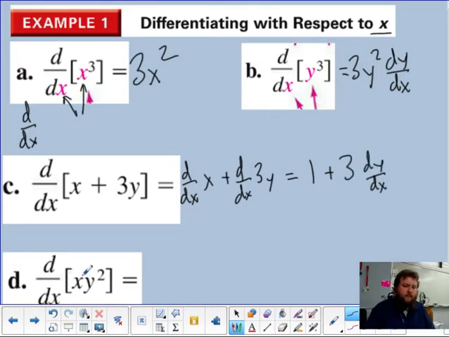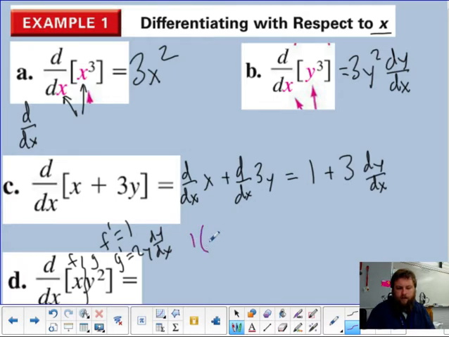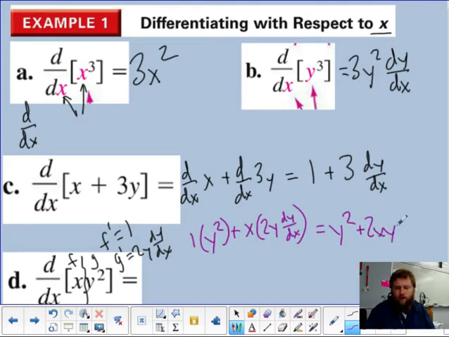All right, now part D, this is going to be using the product rule. So for my first part, I'm going to call the x the f and the y squared the g. That means my f prime is going to be 1. My g prime, we're still with respect to x, so it's going to be 2y dy dx. Now using the product rule, I get f prime, so 1, times regular g, so y squared, plus regular f, x, times g prime, 2y dy dx. And I'm going to clean that up and write it as y squared plus 2xy dy dx. Usually put that dy dx at the end. And that's your answer. All right, let's try some others.